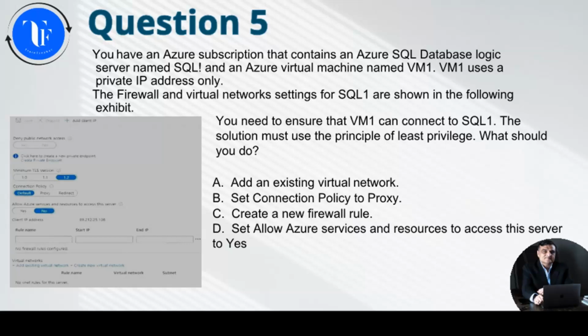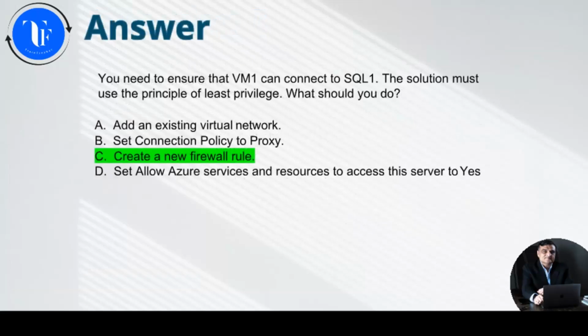A. Add an existing virtual network. B. Set connection policy to proxy. C. Create a new firewall rule. D. Set allow Azure services and resources to access this server to yes. Answer is create a new firewall rule.